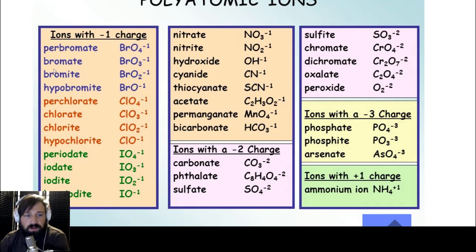So let's start in the middle here. We have bromate and bromite. The -ate and -ite endings are going to be common among all of these guys. The -ates have 3 oxygens in them. The -ites have 2 oxygens in them. And you can see that's the same thing over here. Nitrate, nitrite: 3 oxygens, 2 oxygens. Sulfate, sulfite has 4 and 3. Sorry, it's going to be a little weird. Phosphate, phosphite has 4 and 3 as well.